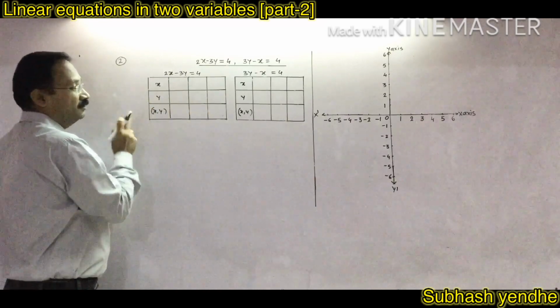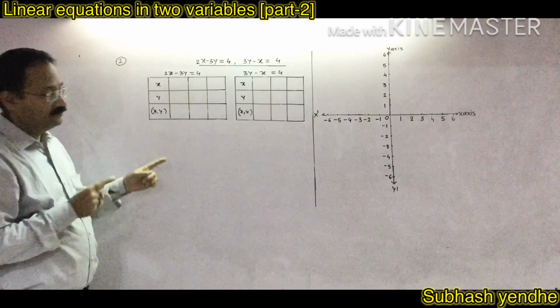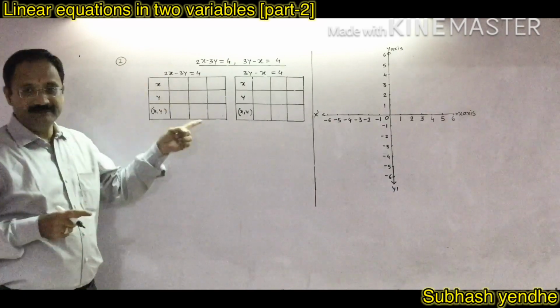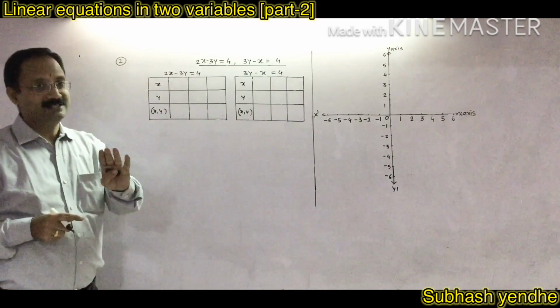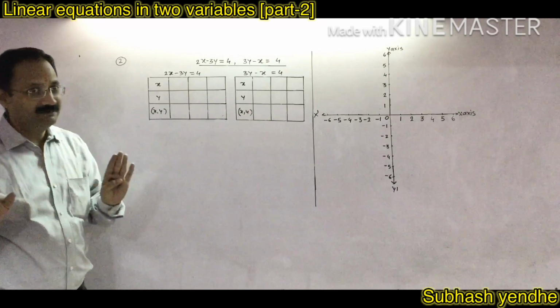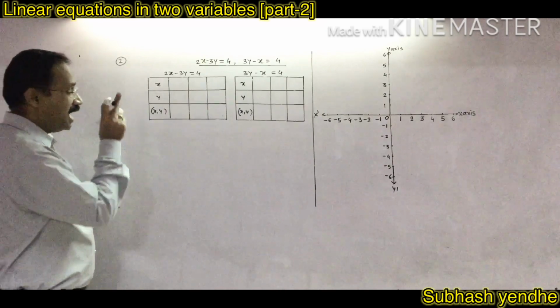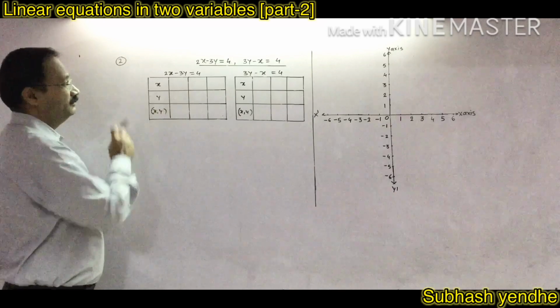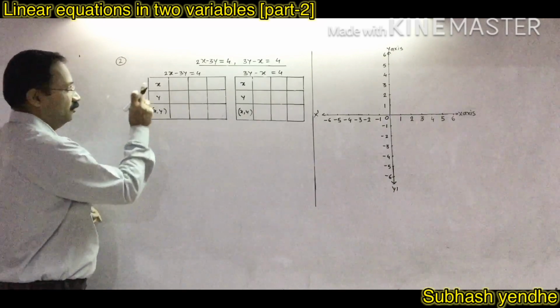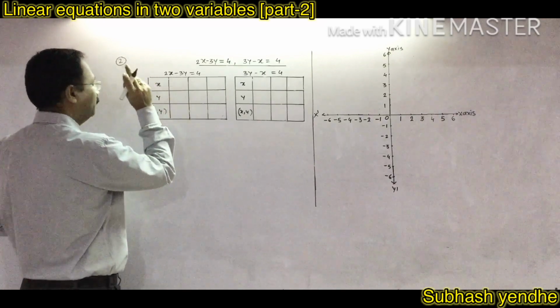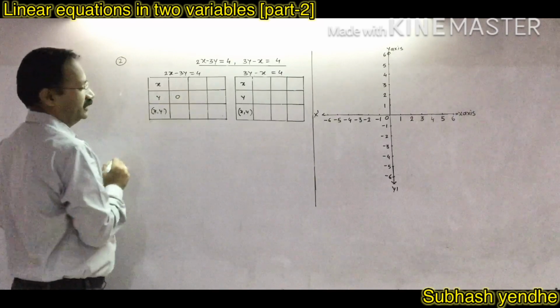So here you have to remember one more thing. If you take the values 1, 2, 3, the answer will be in decimals. So I don't need the values in decimals. So you have to think about which values we have to take here. So I am going to take the values of y. The first value I am going to take is 0.